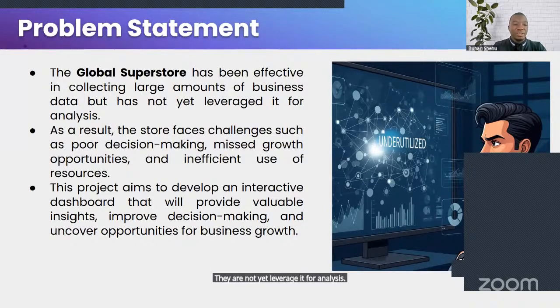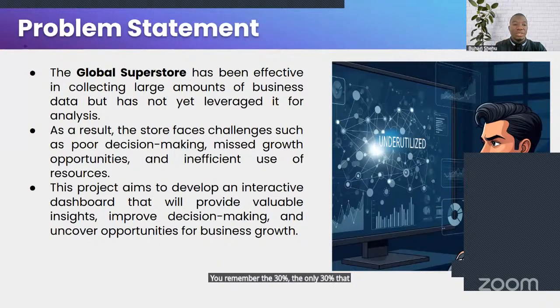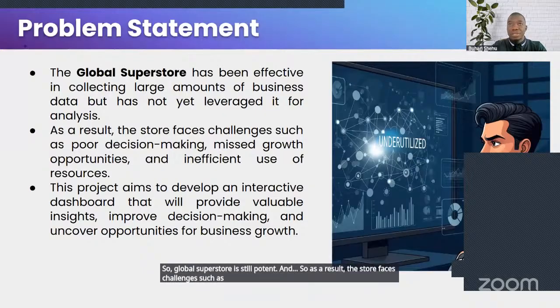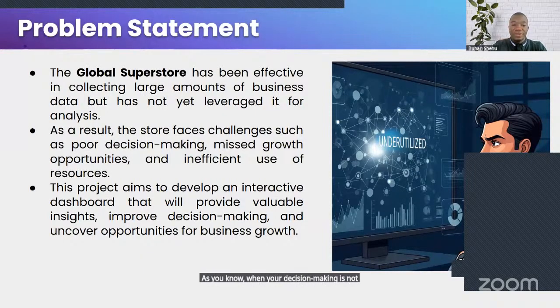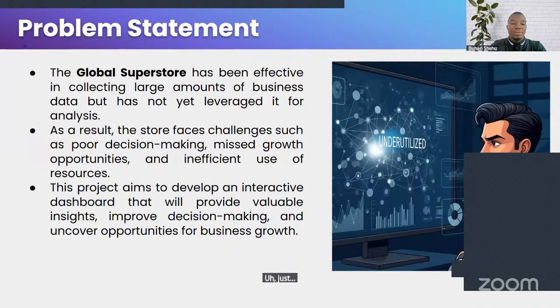So they are collecting data, but they are not analyzing it. You remember the 30%, the only 30% that gets to be utilized. So Global Superstore is still part of that. As a result, the store faces challenges such as poor decision-making. As you know, when your decision-making is not data-driven, it might be poor because it might be a result of gut feeling or just what you think should happen.